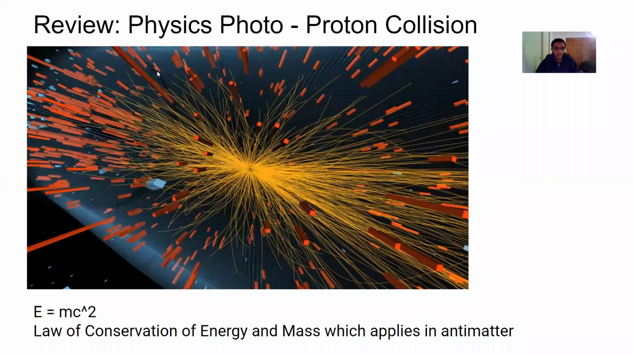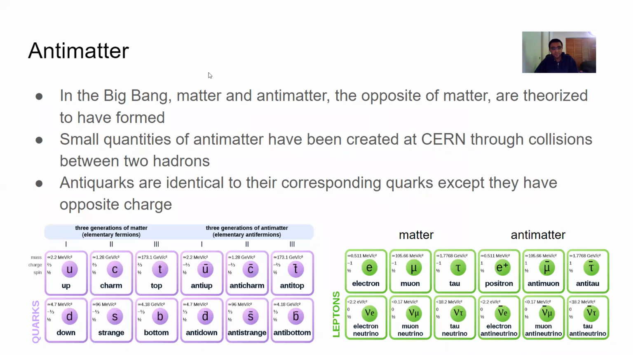So we have this new mass formed from the collision, and this is actually a very key idea in antimatter as we discuss this. So in the Big Bang, you have both matter and antimatter, right? Because there's large amounts of energy when the universe is being formed. And so both matter and antimatter, which is like an opposite, are theorized to be formed. And similarly at CERN, when we have a particle collision, you can have both matter and antimatter, for incredibly small amounts of time.